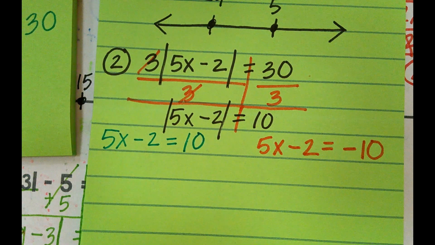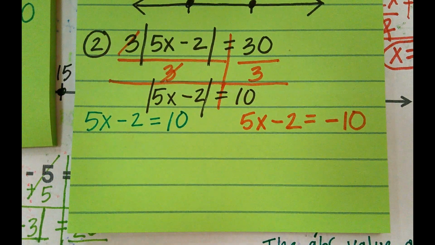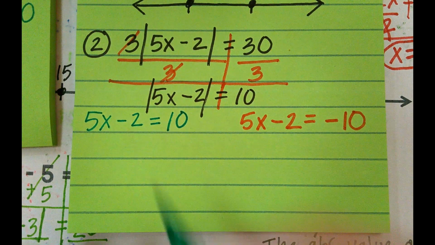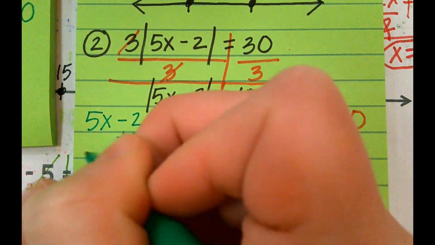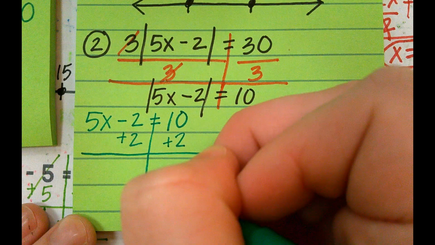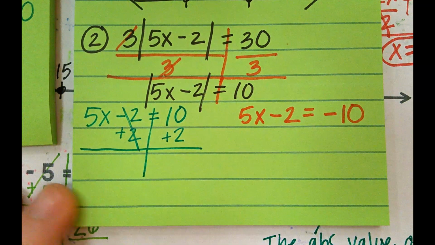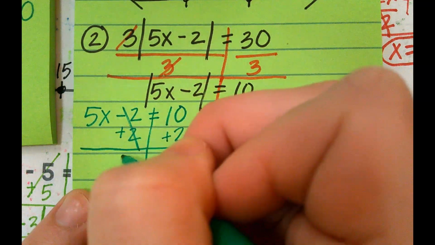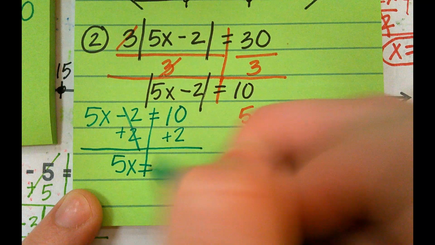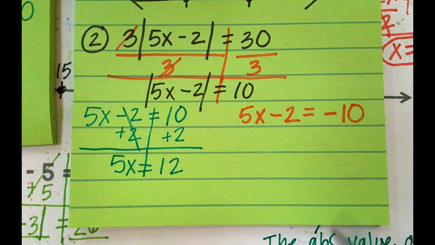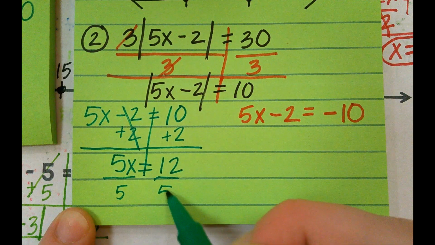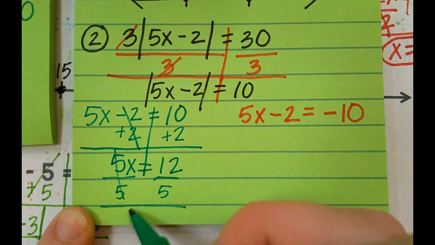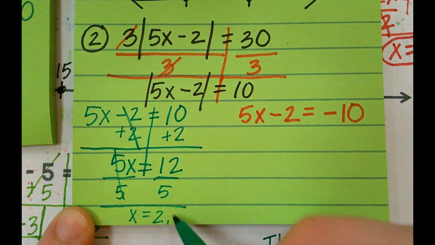Okay. Where do I go from here? Yeah, add 2 to each side. We will get decimals for these. Gets us 5x equals 12. Divide by 5, 5 by 5, and we get x equals 2.4. Good. X equals 2.4.